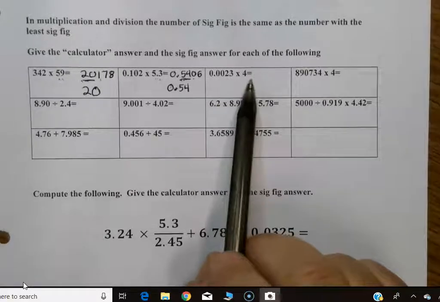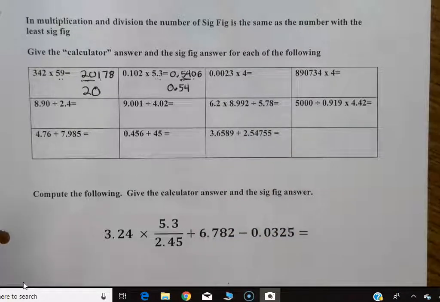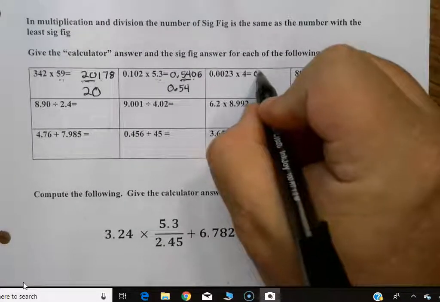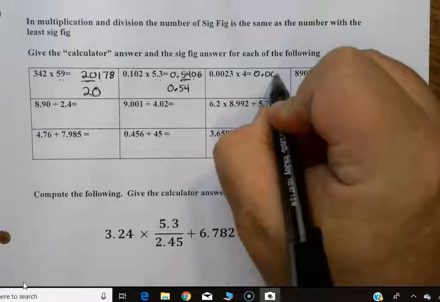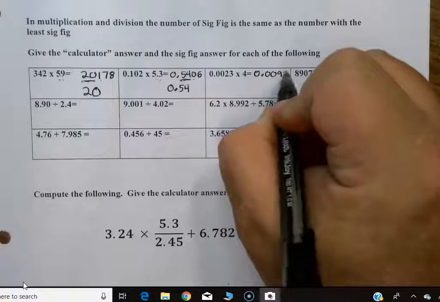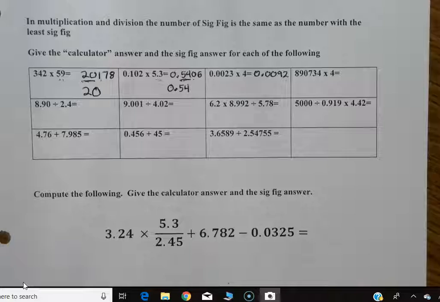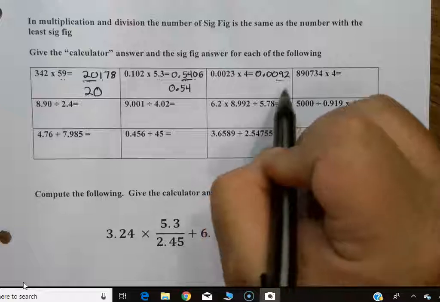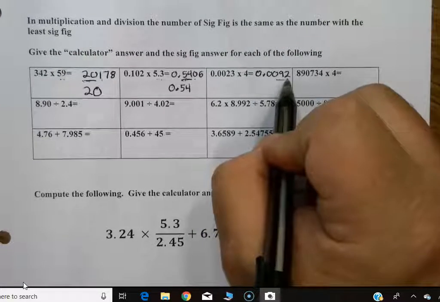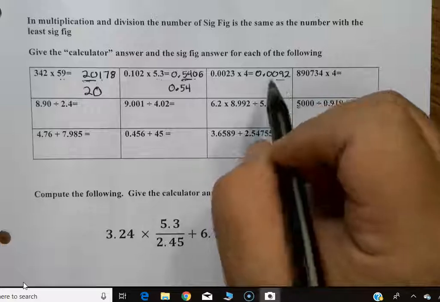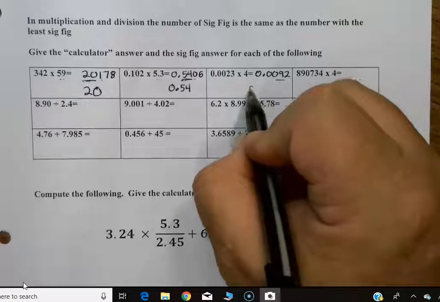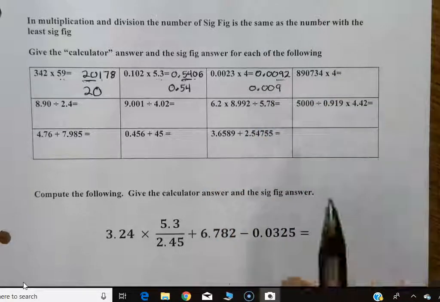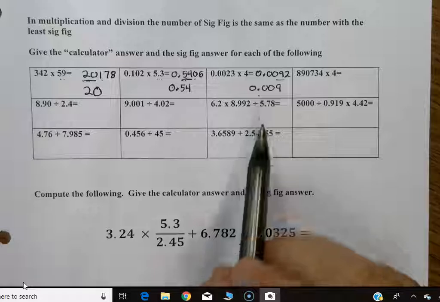Okay, how about this one? We can see that only has 1 significant figure. So our calculator answer is 0.0092, but we can only have 1 significant figure. That would be the 9 right there. So this 2 has to round the 9. And it's going to round it back down to stay as a 9. So the way you write that is 0.009. 1 significant figure. These guys are not significant.